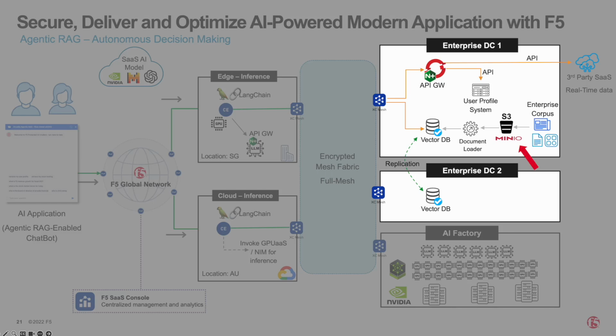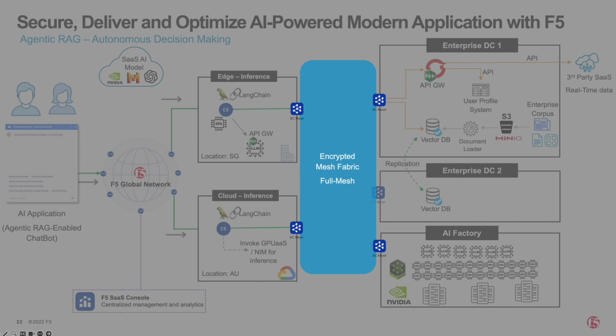Within the enterprise, documents like PDF are uploaded to on-prem S3 compatible storage. In this demo, I'm using MinIO. As part of the RAG pipeline, this data is vectorized and stored in the vector database. Enterprise can choose to perform the vectorization and embedding process on premises using their own GPU, or they can leverage GPU as a service from the AI factory.